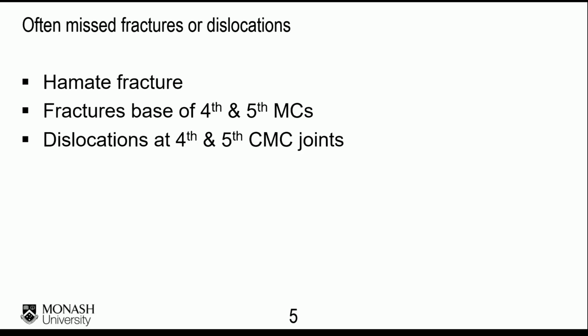It's also important to be aware of often missed fractures or dislocations. The hamate is one of those, and fractures at the bases of the fourth and fifth metacarpals, as well as dislocations of the fourth and fifth carpal metacarpal joints.